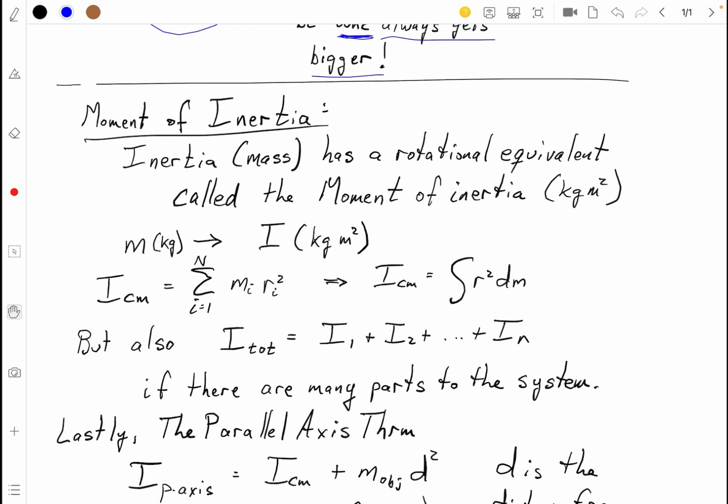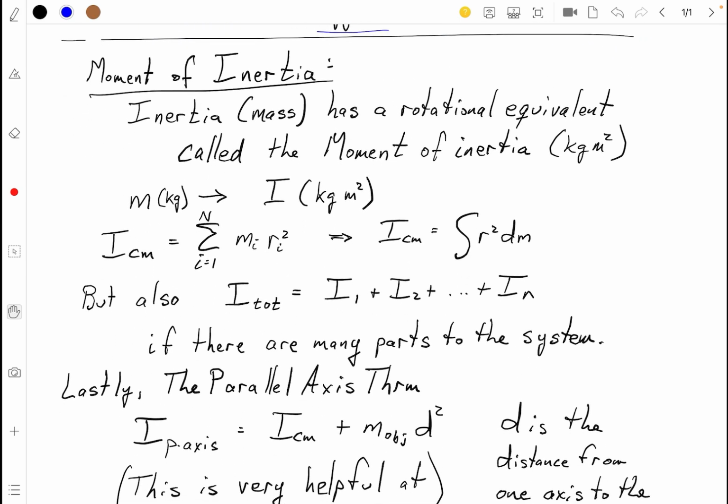So, what about moment of inertia? We're going to start doing some rotational stuff here. We've got inertia that has a mass in linear situations. Well, there's the rotational equivalent of that, and that's called the moment of inertia, which is kilograms times meters squared instead of kilograms. They go back and forth. One's the rotational, one's the linear.